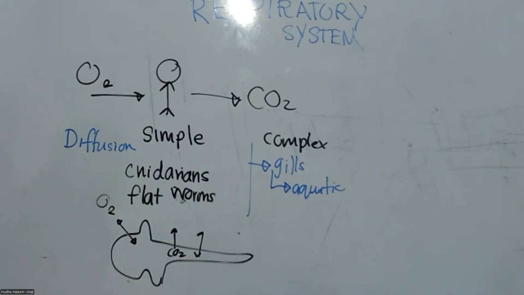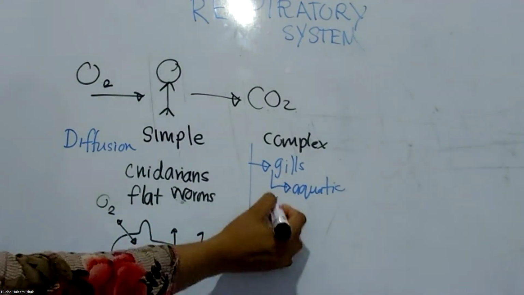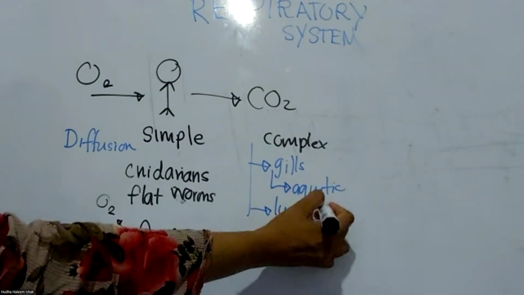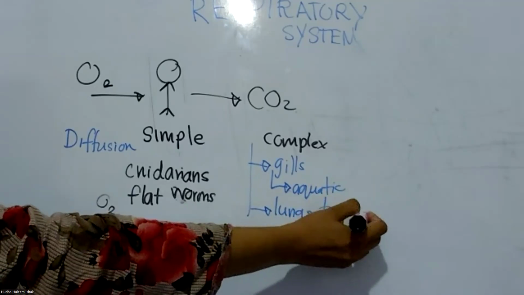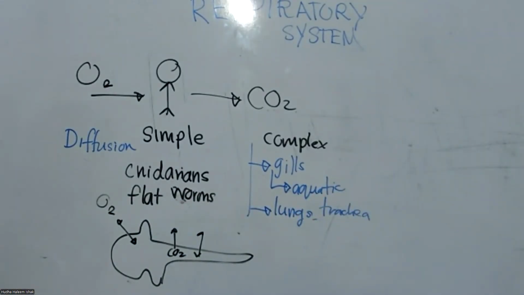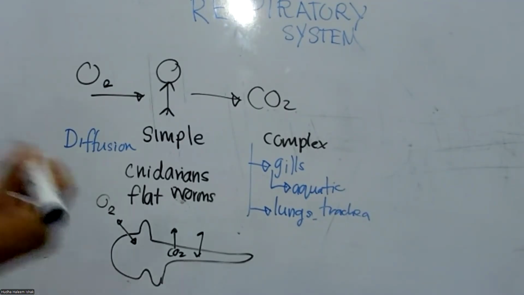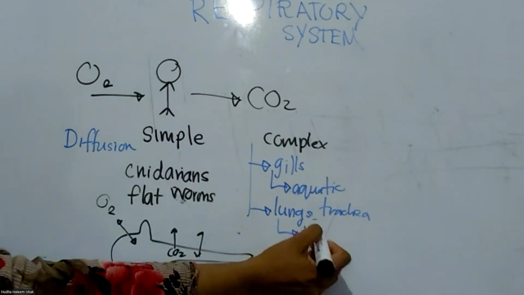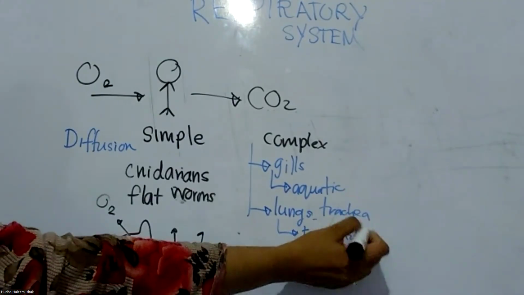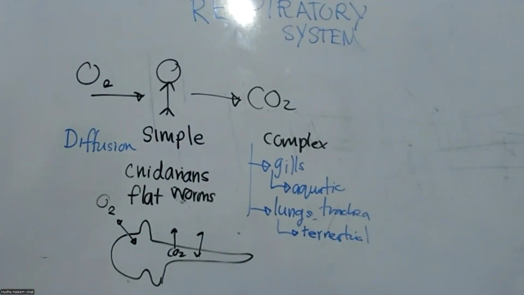And the terrestrial animals, what do we have? Lungs, we are using the lungs. And also there is trachea, trachea and lungs. These are the two organs through which terrestrial animals are extracting the oxygen. So terrestrial animals extract the oxygen from the atmosphere through the lungs and trachea. But aquatic animals extract the oxygen dissolved in water through their gills.